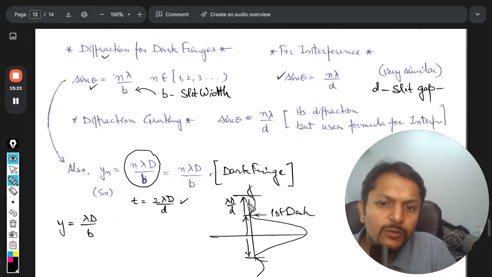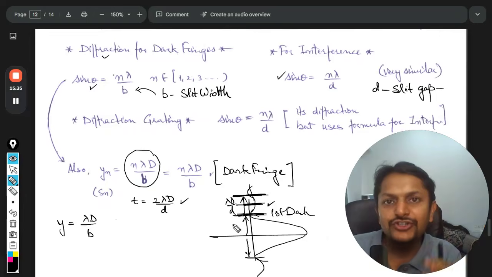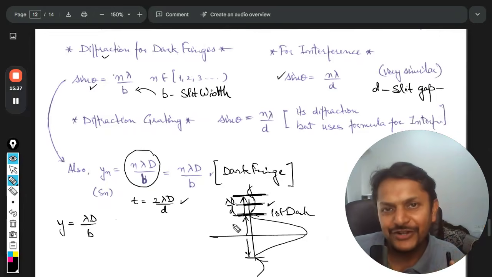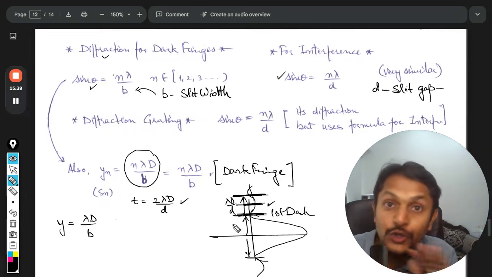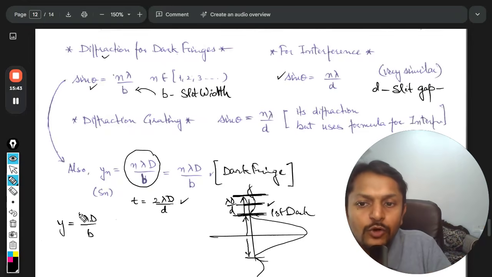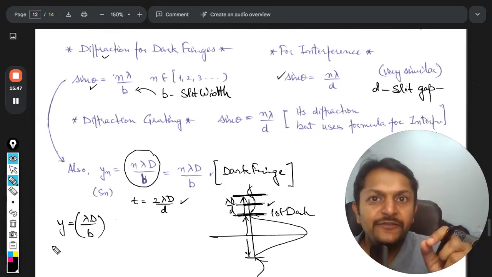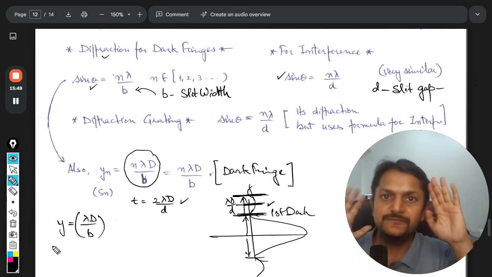Now you might ask me, what about the bright fringe? If I want to find the bright fringe distance, what will I do? You have to find this distance for the dark fringe, then this distance from the dark fringe, and then you will find the midpoint of the two. That will give you the position of the bright fringe. This is how you have to find. There is no direct formula, and we are never ever getting into that. So you only find the dark fringes for the diffraction pattern. Bright fringe is the midpoint of the two dark fringes.